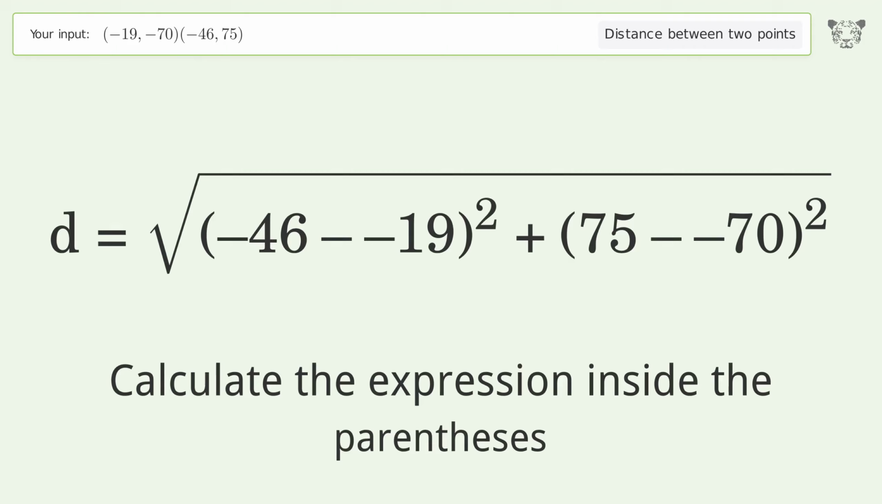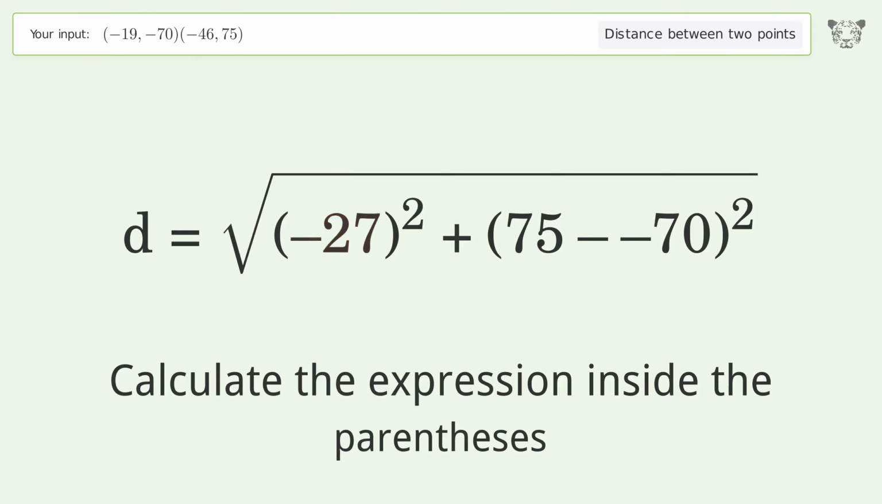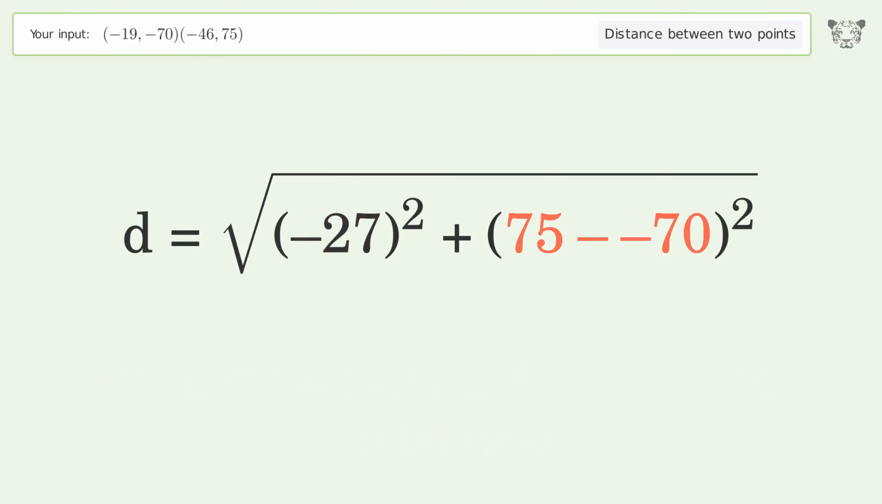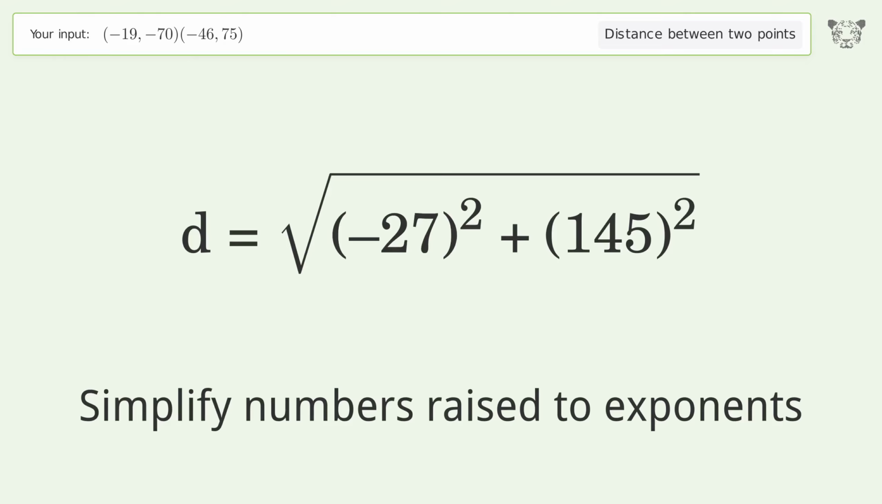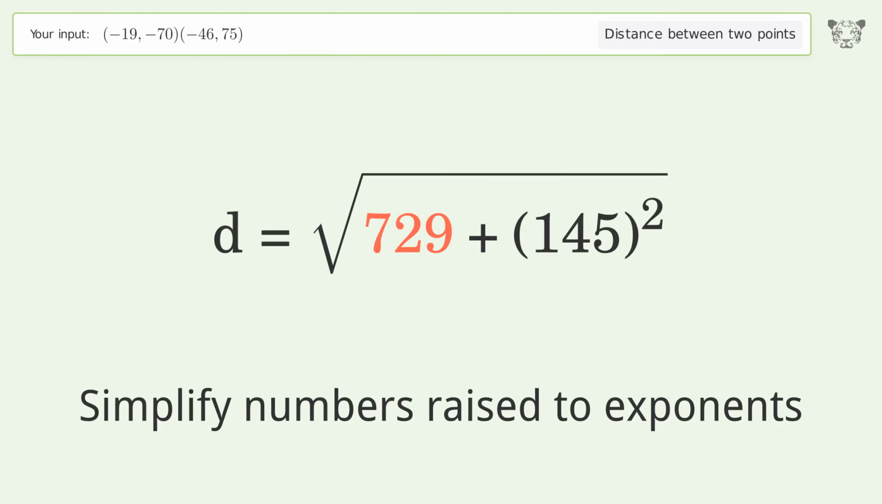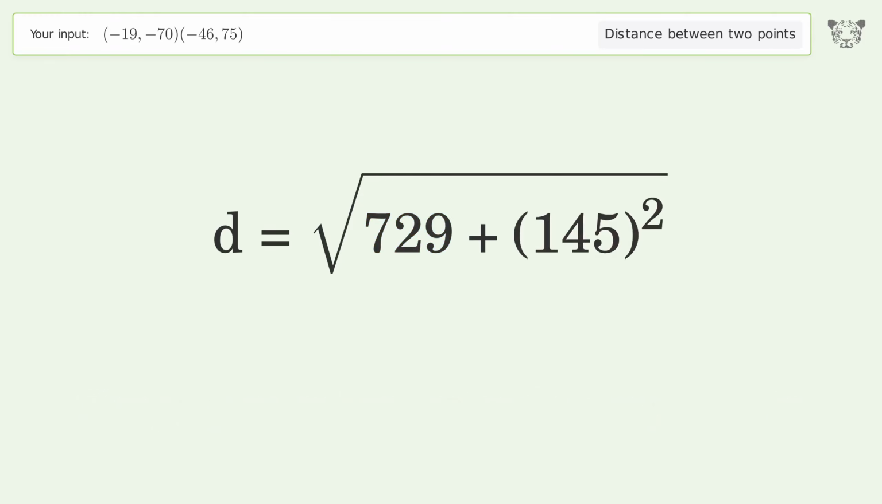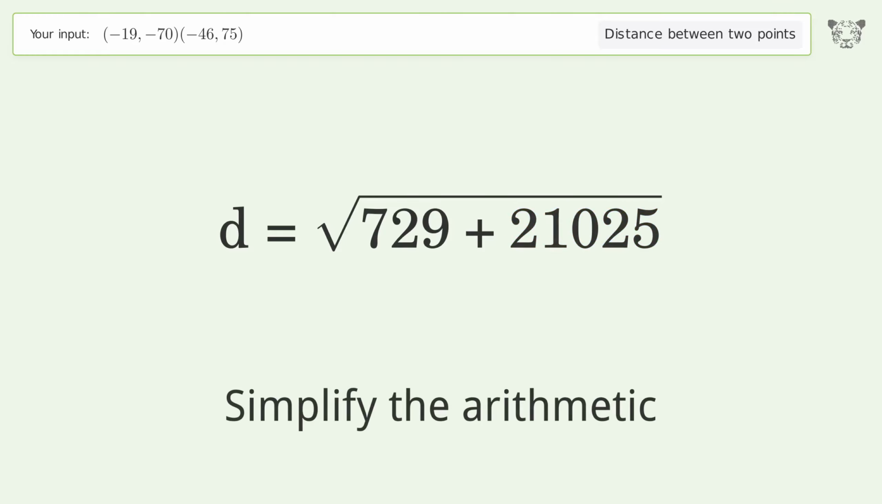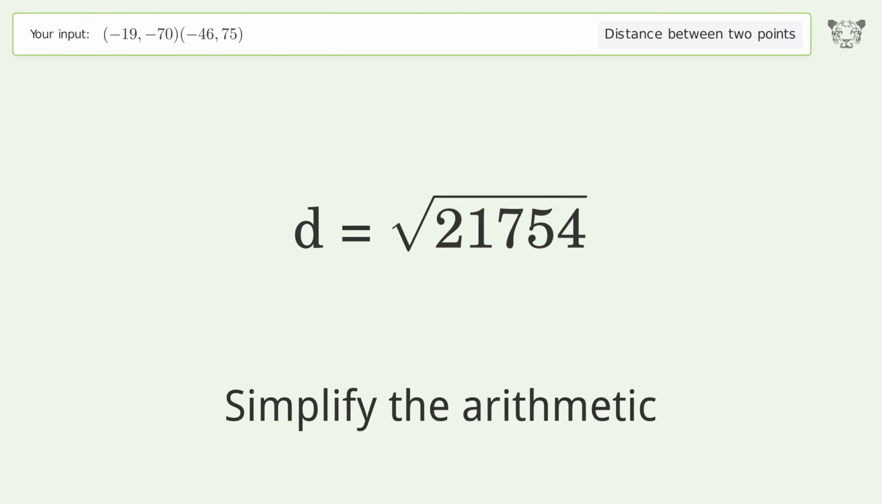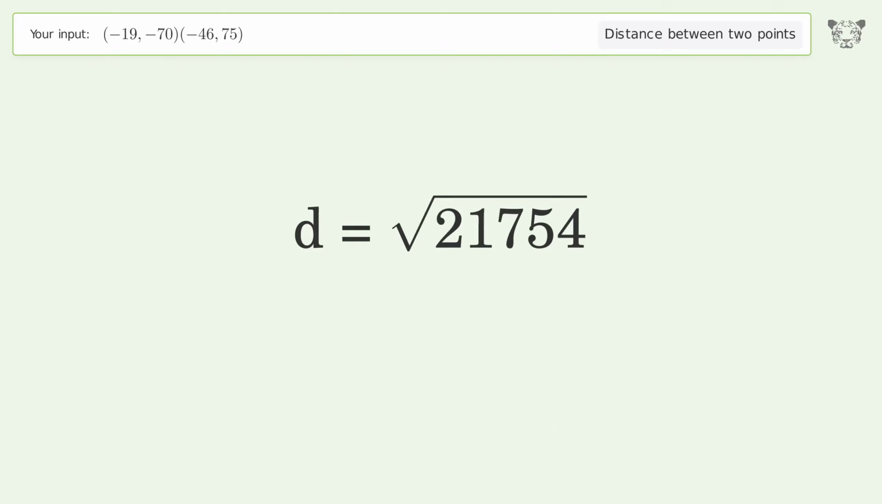Calculate the expression inside the parentheses. Simplify numbers raised to exponents. Simplify the arithmetic. And so the distance between the 2 points is the square root of 21,754, or 147.492.